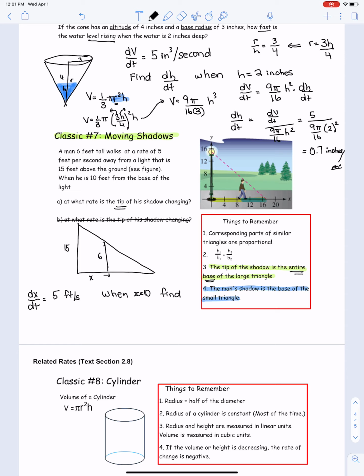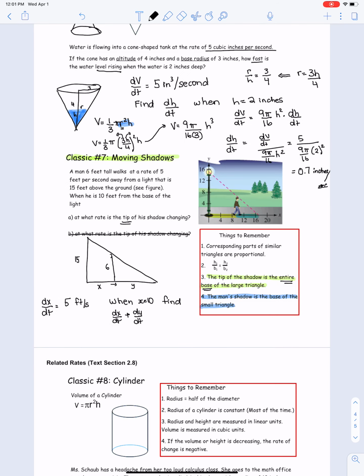So I want to assign a variable for this section. I want to find dx/dt plus dy/dt. So before I can find dx/dt plus dy/dt, I need to find dy/dt. So I need to set up a relationship between the variables I'm given. We're going to do that through similar triangles again.